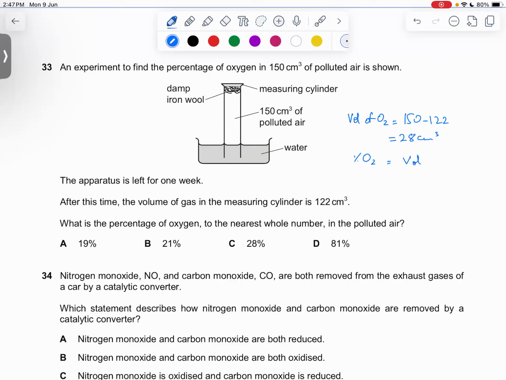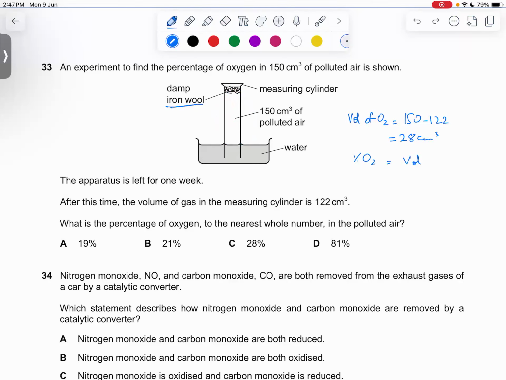Sir, why are you subtracting the values? Beta, the question is very simple. It says before it was 150 centimeter cube of polluted air. Now in the polluted air, there is also oxygen, right? Now iron wool reacts with oxygen, and the oxygen runs out. So over time, the volume of air decreases. So where did the air go? 28 centimeter cube of the air was oxygen. It reacted with iron. So now we have found out that 28 centimeter cube was oxygen.